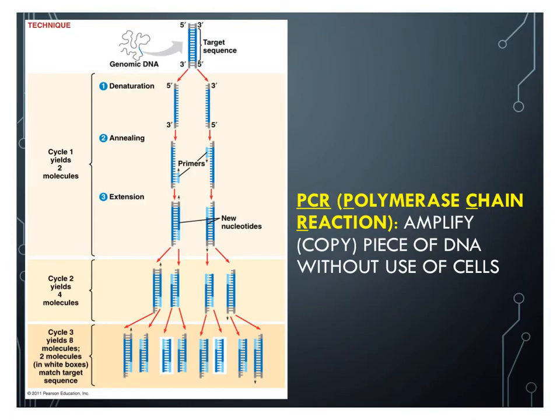So here is the PCR, amplifying or copying a piece of DNA without the use of a cell. It's going to use the genomic DNA, and what you need to look at is there's only a small sequence that it does this for. So it's not going to copy the whole strand, it's just going to do a specific sequence.